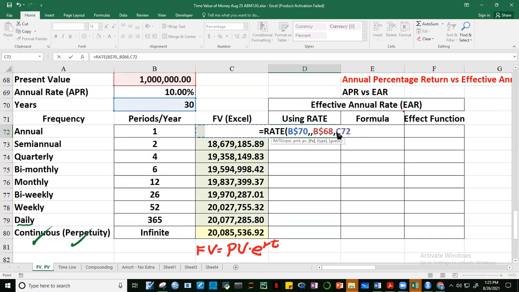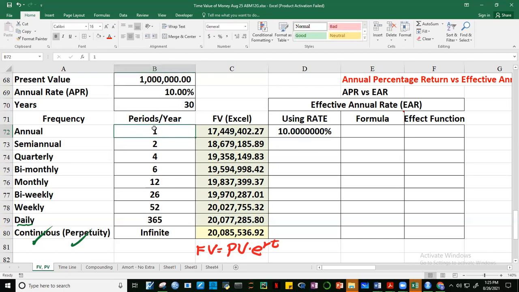Okay, then we know, guys, that when we compute for rate, we are very careful about the direction of the cash flow. So since present value is positive, future value should be negative or vice versa. Okay, so this is the formula for us to compute the rate and then we can copy down. As expected, guys, APR will be equal to your EAR for annual compounding only, because interest is computed only once. But when it's 2 times, our EAR is different. Our effective annual interest will now be 10.25%.